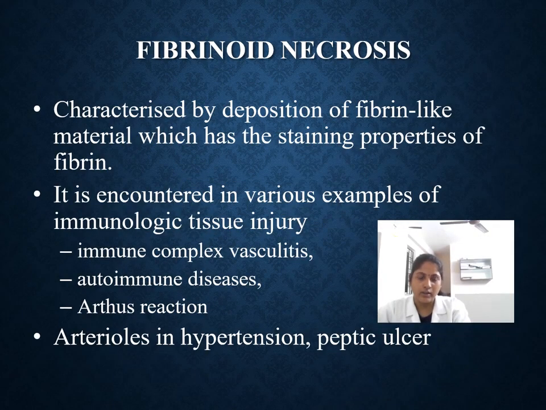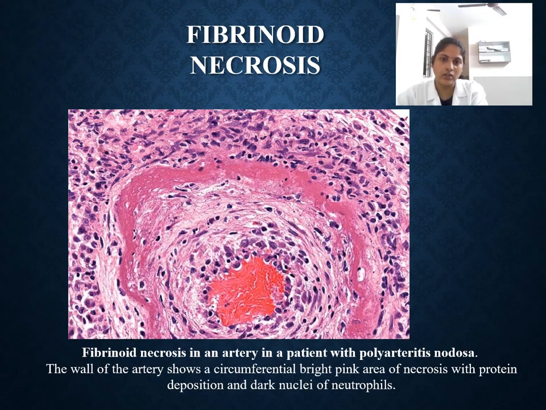Fibrinoid necrosis is characterized by the deposition of fibrin-like material which has the staining properties of fibrin. It is encountered in various examples of immunological tissue injury, namely immune complex vasculitis, autoimmune diseases, arthus reaction, and arterioles in hypertension and peptic ulcer. The histopathological image shows the fibrinoid necrosis in a patient with polyarteritis nodosa.